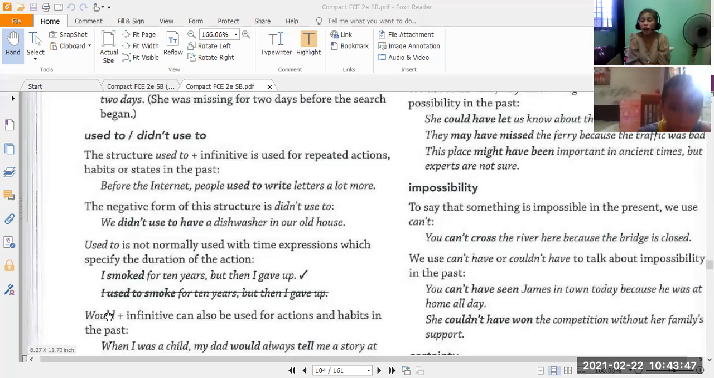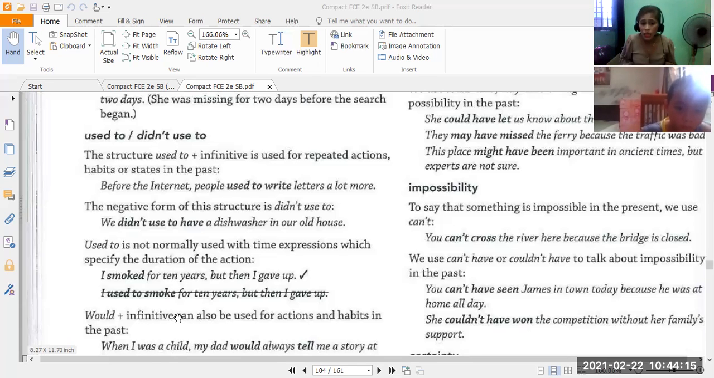Okay, you understand now? That's the first thing in grammar. We only have 5 minutes more. So we know this one, some of the uses of used to. Again, when you use used to, it's not normally used with time expressions which specify the duration of the action.